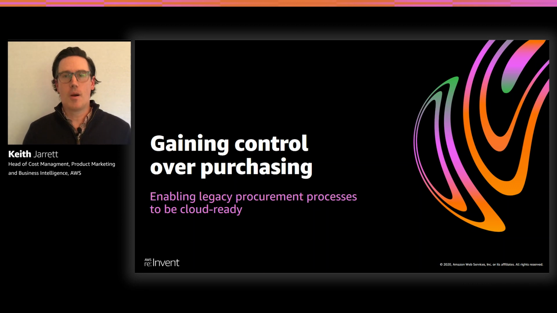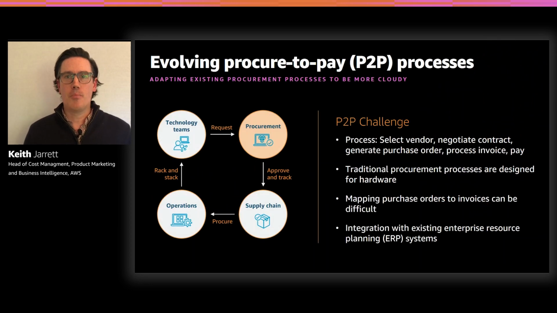Okay, so now we come to our last topic, which is really for those of you who may work in procurement or work directly with those teams: gaining control over purchasing. We talked about how procurement processes are changing, and that's especially impacting a specific process, what we call P2P, or procure to pay. P2P is the process of selecting a vendor, negotiating a contract, generating a purchase order or PO, then processing the invoice, and finally paying.